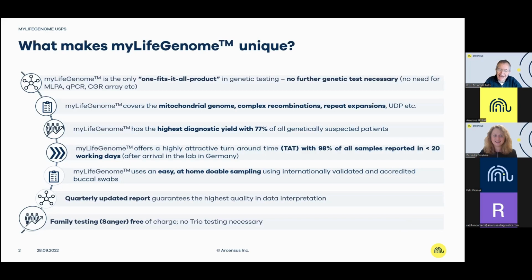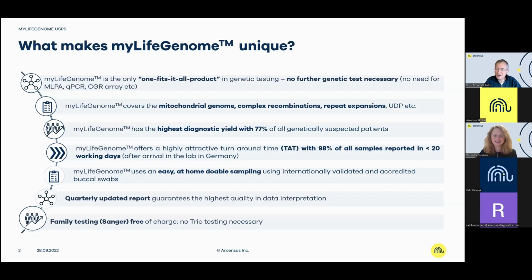And this is the quarterly updated report. Let's be super clear. In the past, we sent out a report when we had received material from a patient with a clinical question. And we had a little bit the impression that with sending out a high quality report, the job was done. This is wrong. In the meanwhile, we clearly understand that with sending out the first report, our job starts.